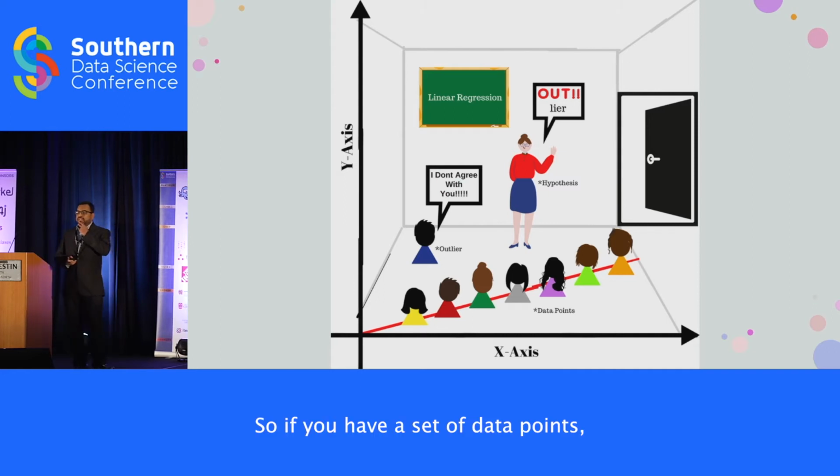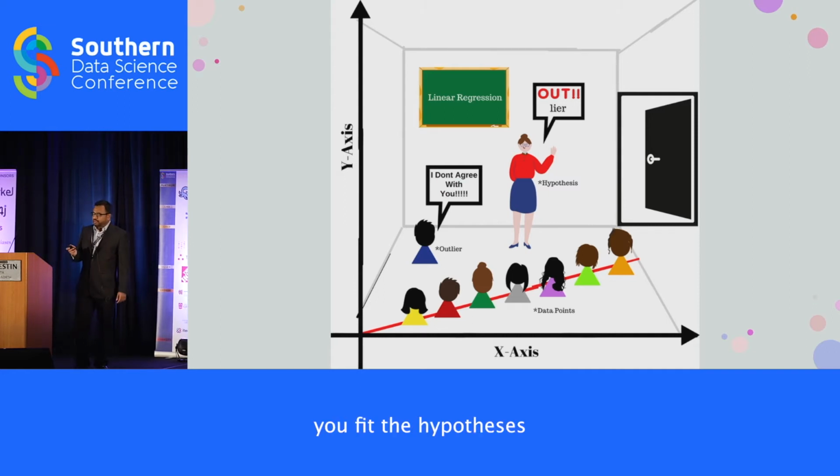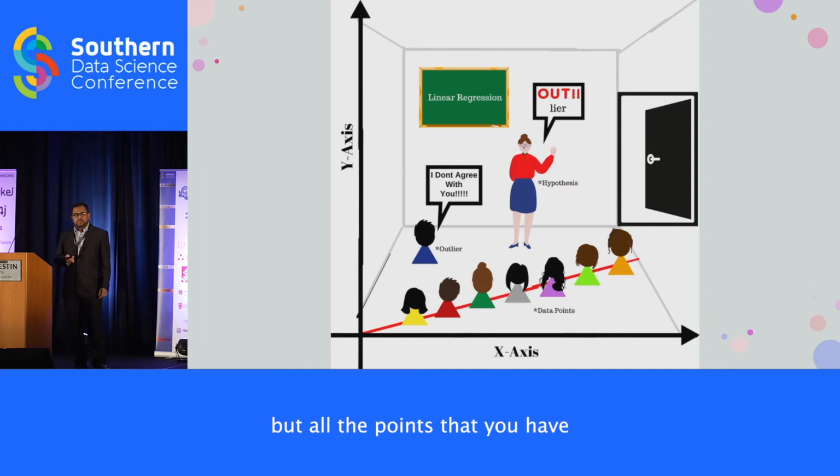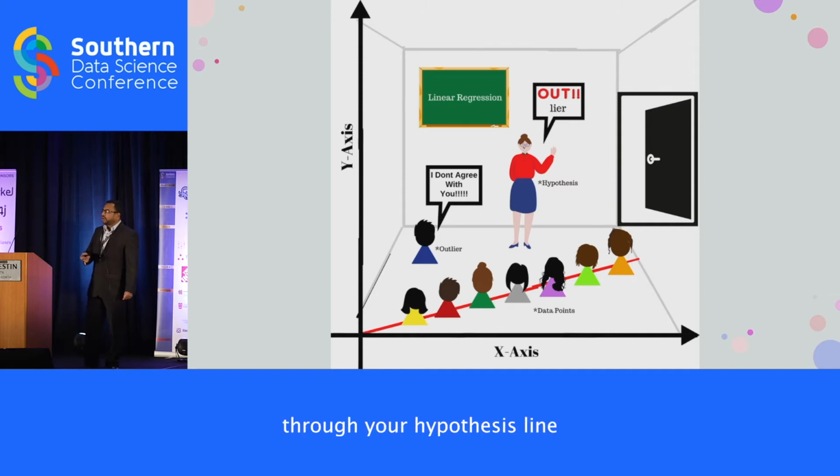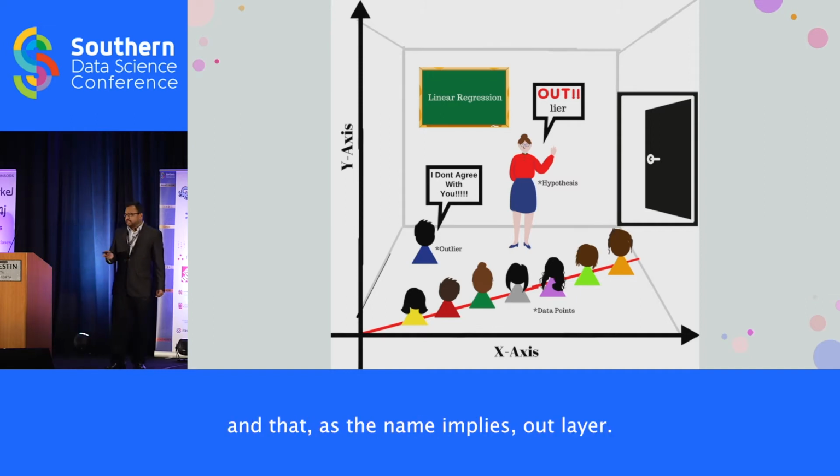If you have a set of data points, you fit a hypothesis, and then what happens? You generally have outliers. Most of the points in your data pass through your hypothesis line, and the ones that don't are, as the name implies, outliers.